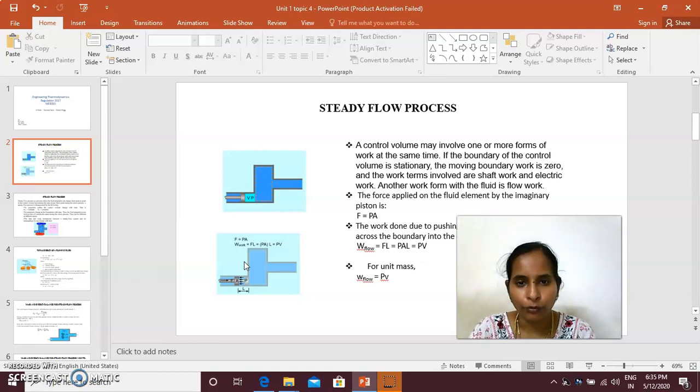What is a steady flow process? Before getting to the steady flow process, we have to learn the basics: what is flow rate and the continuity equation, what is control volume, what is control surface, and what is the difference between a boundary and the control surface. Then we will come to the steady flow process. We will explain all these terms using this figure.